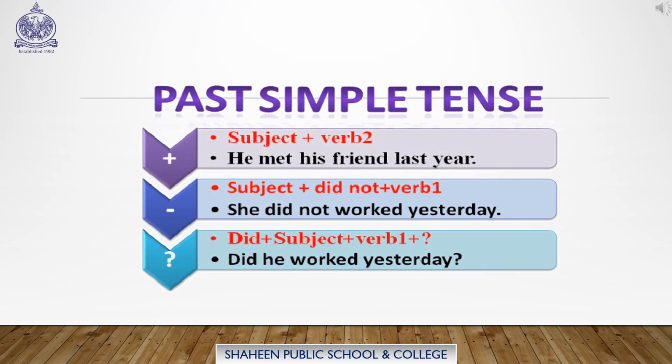We are done with present indefinite tense. Moving towards past indefinite tense or past simple tense. So, for making positive sentences, we have to use subject plus second form of verb plus object. And when we convert the positive sentence into negative one, the formula will be subject plus did not plus verb first form. And when we convert this into interrogative sentences, we have to use did plus subject plus first form of verb.